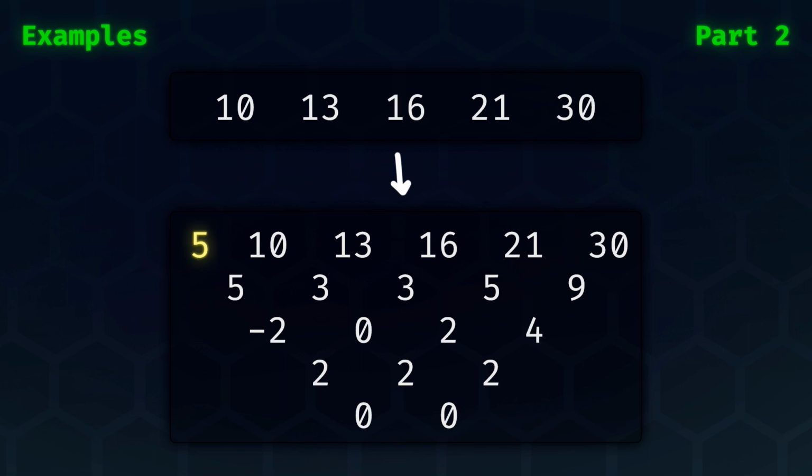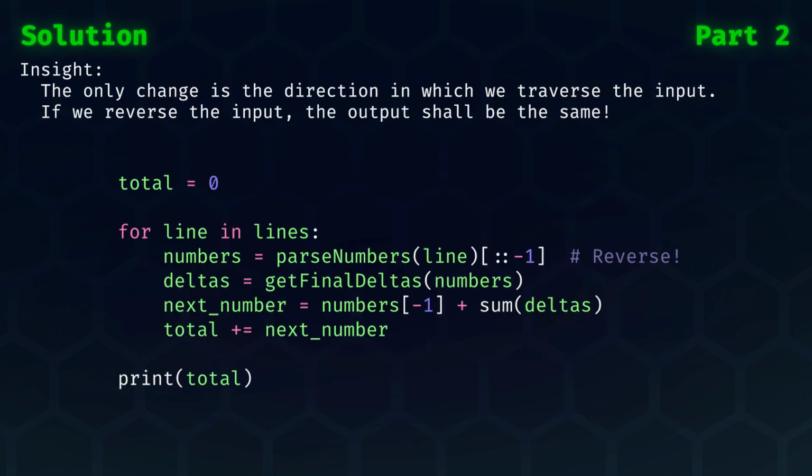Here we are given 10, 13, 16, 21, 30. If we expand the rows of differences, then we should be able to infer that the number before 10 shall be 5. Do you see how you can write a simple solution for this? While you can modify your algorithm to work in reverse, a simple insight is the following.